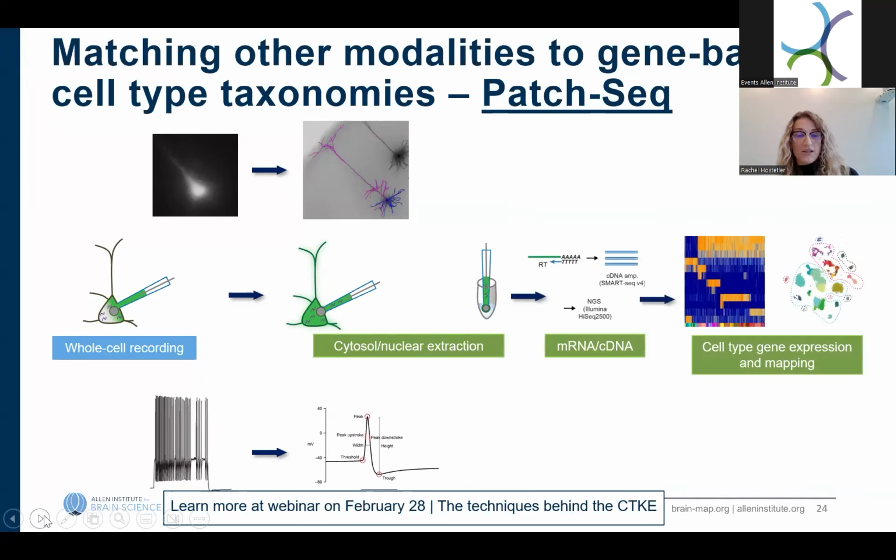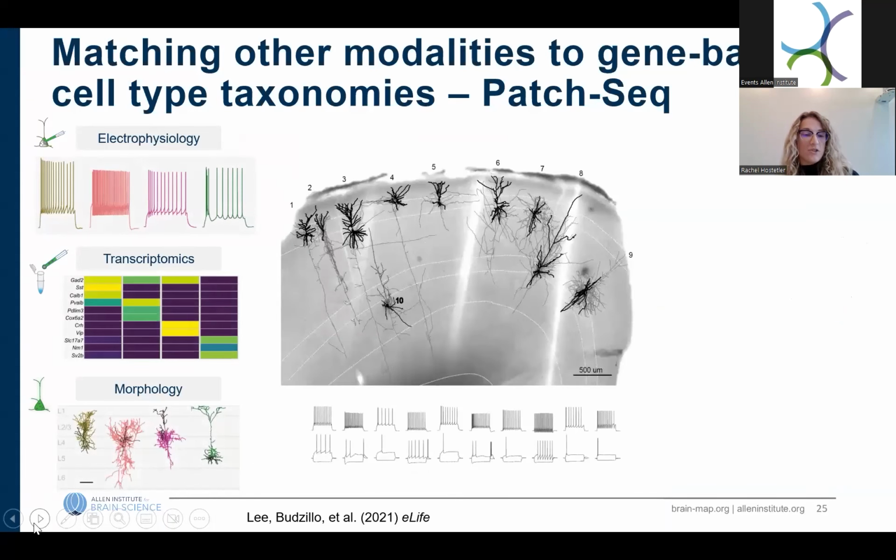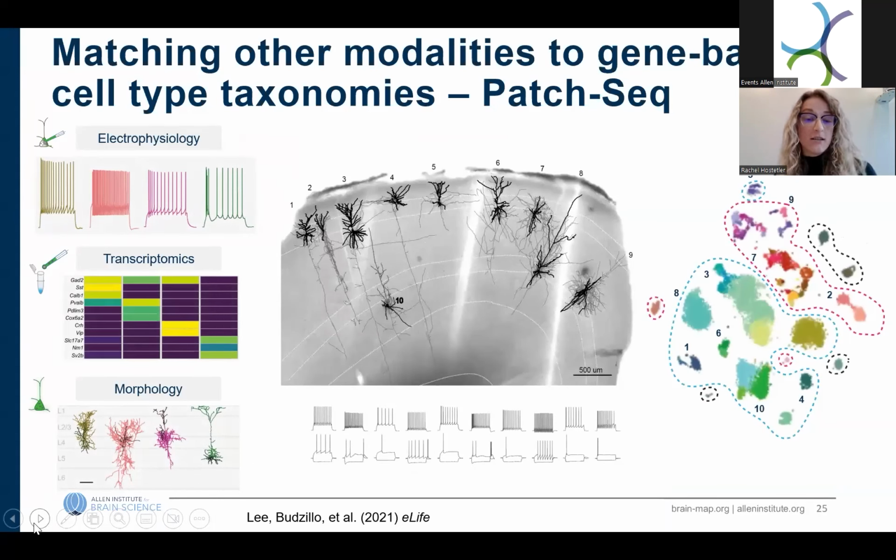So after extracting the nucleus, again, we can do single cell analysis and measure the gene expression in that individual cell. And we know the identity and the shape of the cell and its firing pattern. So we really have a complete picture of who the cell is and what its function is. Again, by combining electrophysiology, transcriptomics, and morphology, we have a much more complete picture of different types of cells, and we can define them based on the combination of the electrophysiology, transcriptomics, and morphology.